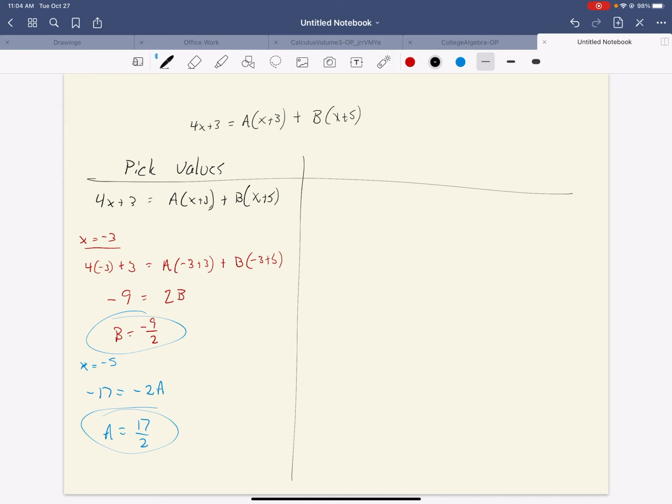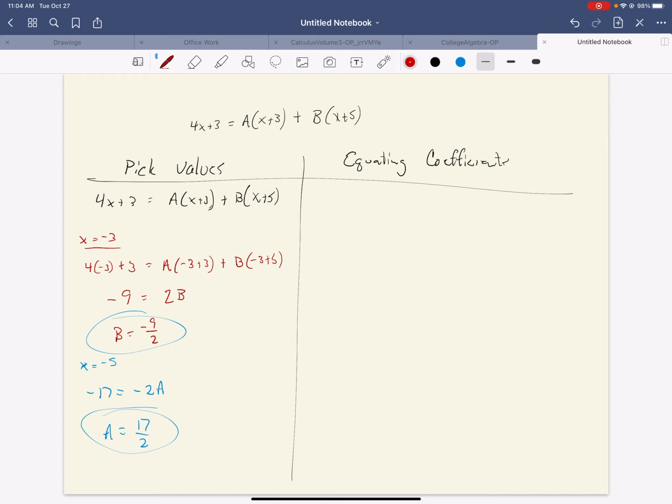The other way of doing it, and this way you're not going to like it as much, but in certain situations it is the absolute best way to go about solving this. And so the other way is called equating coefficients. And each of you already intuitively knows what this means. And what it means is this.